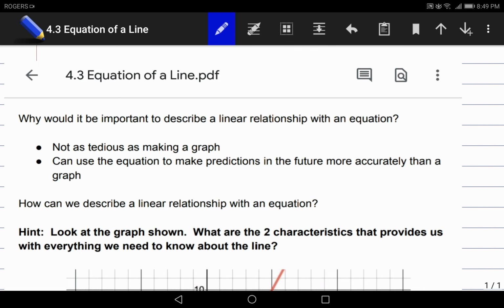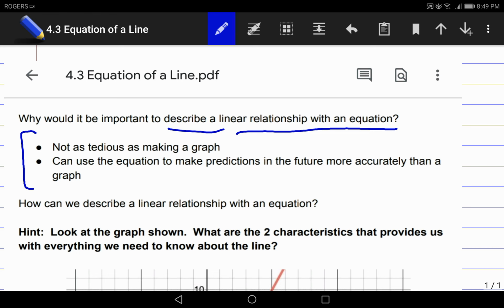But in section 4.3, we start to analyze how a linear relationship can be described through an equation. My first question is, why do we think it might be important to describe a linear relationship with an equation as opposed to using a graph? Well, an equation wouldn't be as tedious as making a graph. I think we can all agree that making the graph, coming up with the scale, labeling it fully, drawing the points, could be a very tedious task.